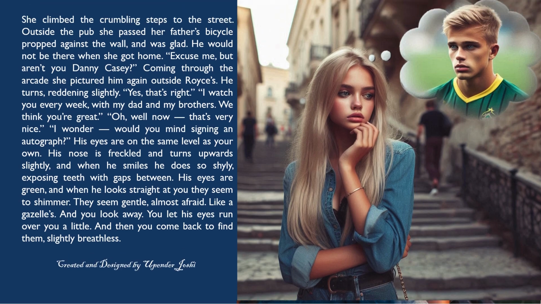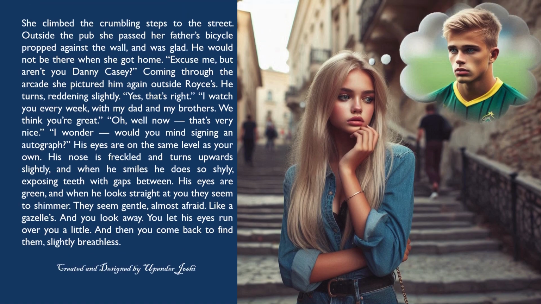In this scene we see Sophie dealing with the pain of her unfulfilled fantasy. Sadly, Sophie climbs the steps to the street, passing her father's bicycle outside the pub. She is glad he won't be home when she returns. She replays her encounter with Danny Casey in her mind, recalling his gentle, green eyes, freckled nose, and shy smile. She remembers asking for his autograph and their brief conversation.